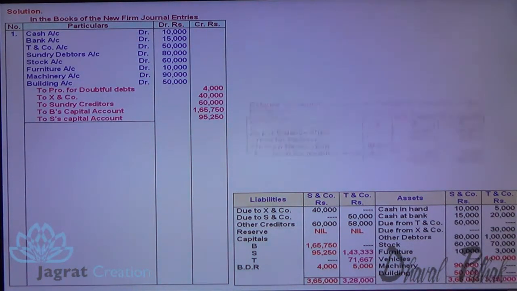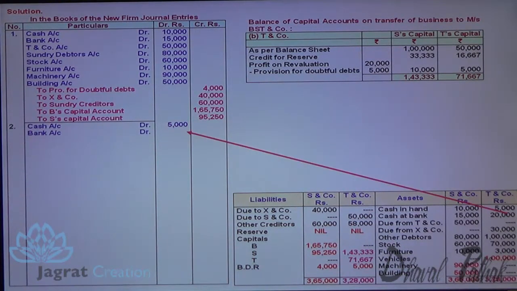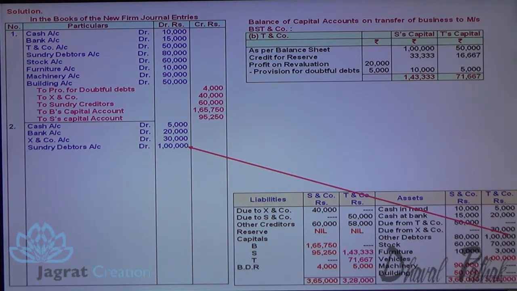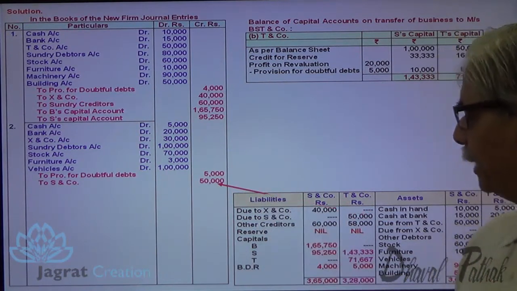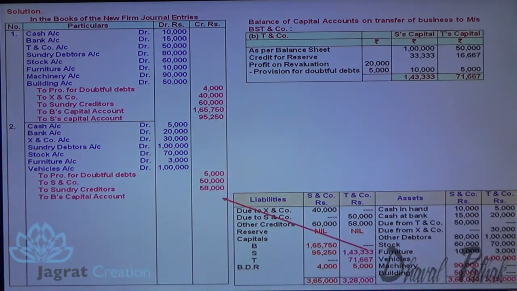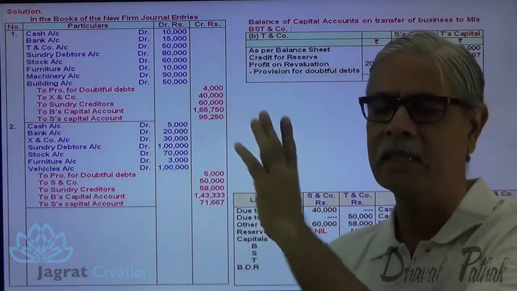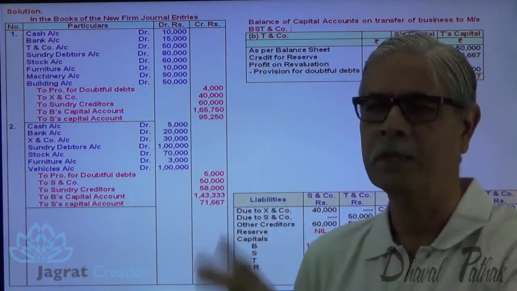Now, I want to write down the entries for the other company. Cash account debit, bank account debit, due from X and company account debit, debtors account debit, stock account debit, furniture account debit, vehicles account debit. To bad debt reserve, to S and company, to creditors. Now transferred capital will be credited to the capital account. So this is how the entire business is transferred, and the new firm writes the entry for purchase of the entire business. This is the purchase entry that I have recorded.